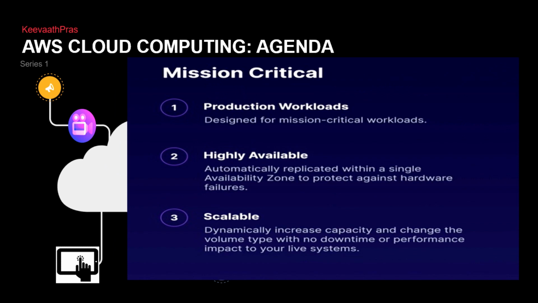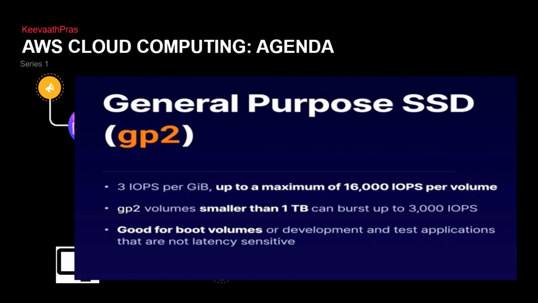It is mission critical. It is designed for mission critical workloads. It is highly available because of replication. It is also scalable. There are many kinds of EBS volumes. One is the general purpose GP2. It is 3 IOPS, or input output per second, per gigabyte, and up to a maximum of 16,000 IOPS per volume. So this is GP2, the general purpose SSD.